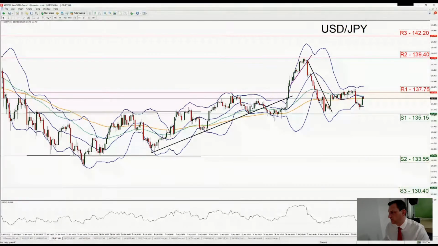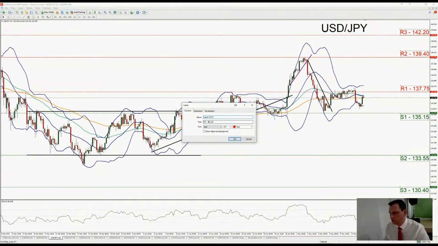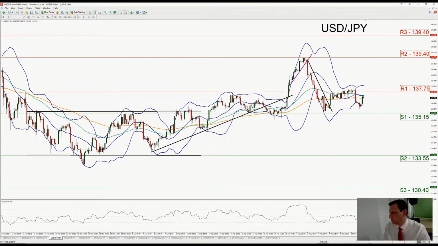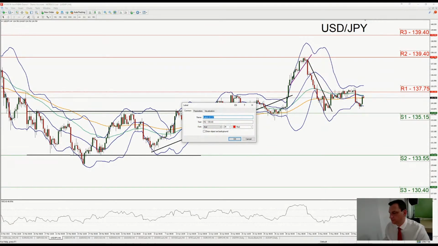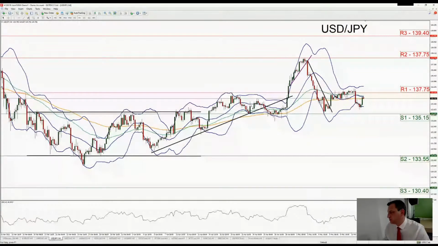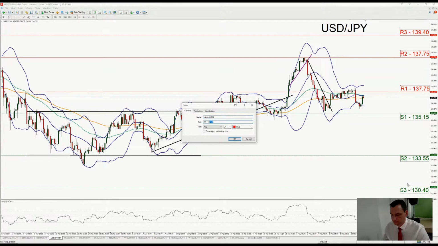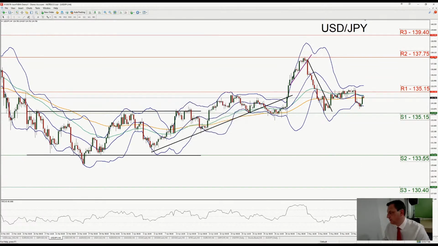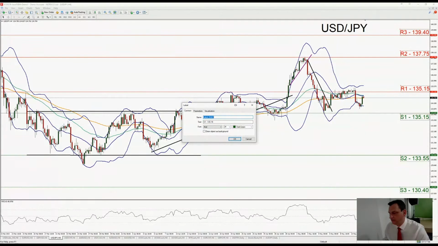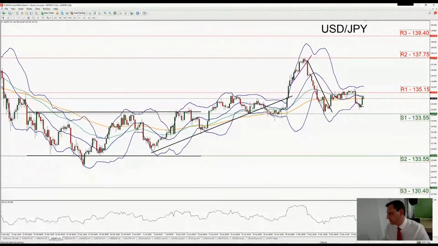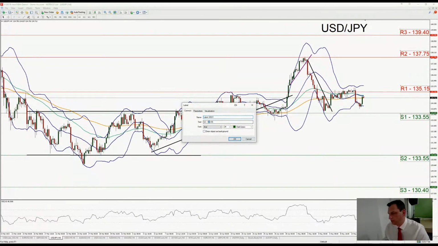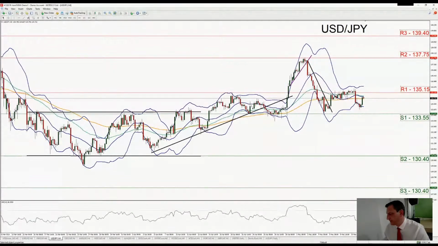Let's correct the content, starting with the R3, which is now being placed at 139.40. The R2 at 137.75. The R1 at 135.15. The S1 at 133.55. The S2 at 130.40. And the S3 at 128.